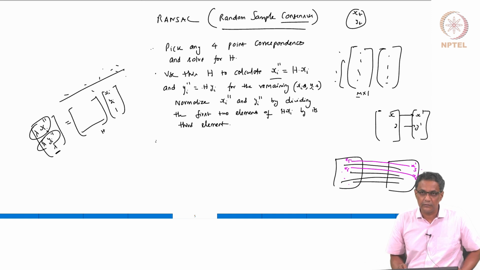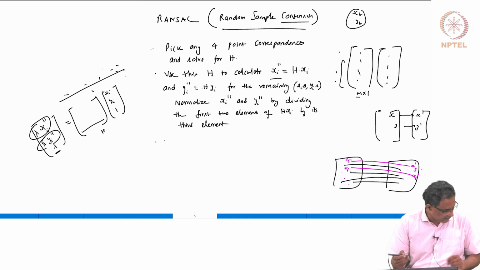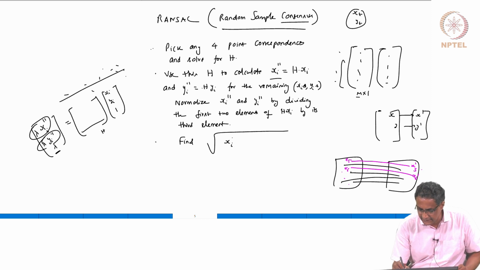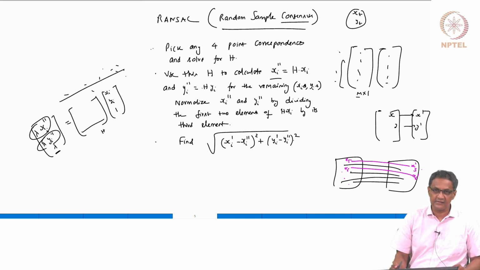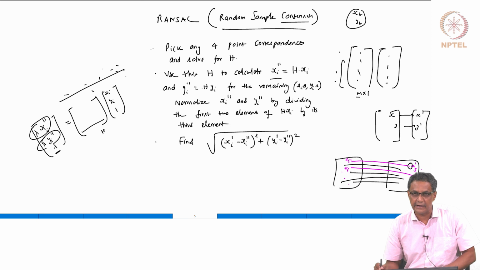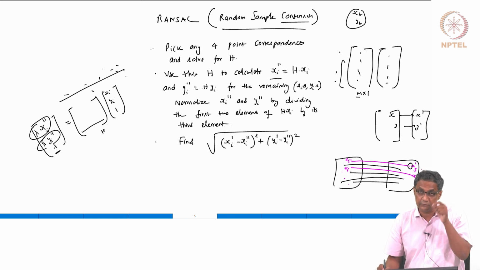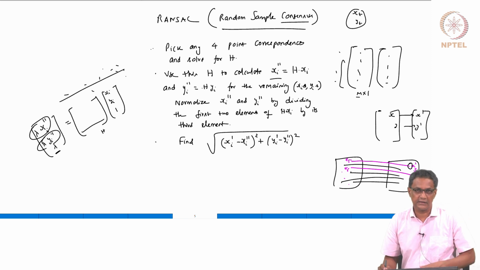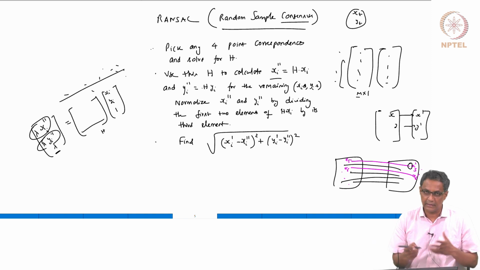Then we still do not know how good this is. We still have to check, so we have to compute some error now. So, what will you find? Root of xi dash minus xi double dash square plus yi dash minus yi double dash square. It should not be xi yi, because you are going to the other image where the feature correspondence is xi dash yi dash. You want to compare it with whatever SIFT originally gave. SIFT would have said that this goes to xi dash yi dash. The homography is saying that it goes to xi double dash yi double dash. Ideally, the two should be the same, but they may not be.